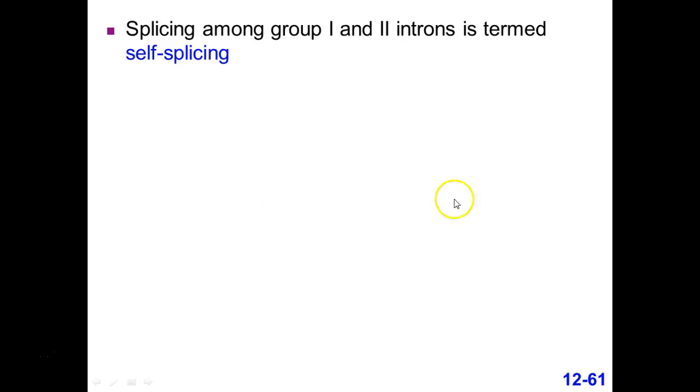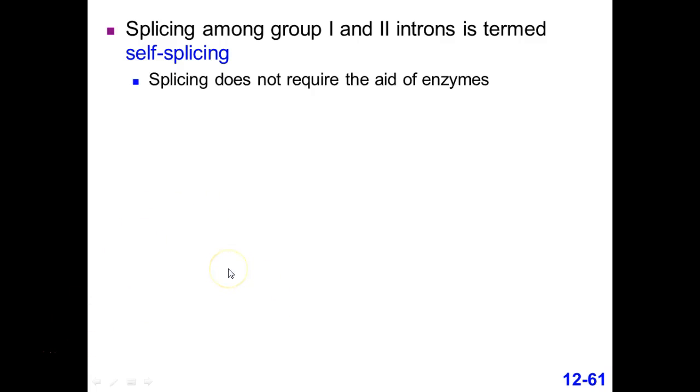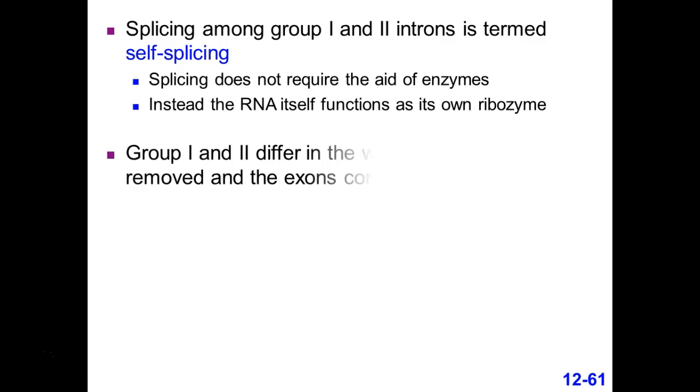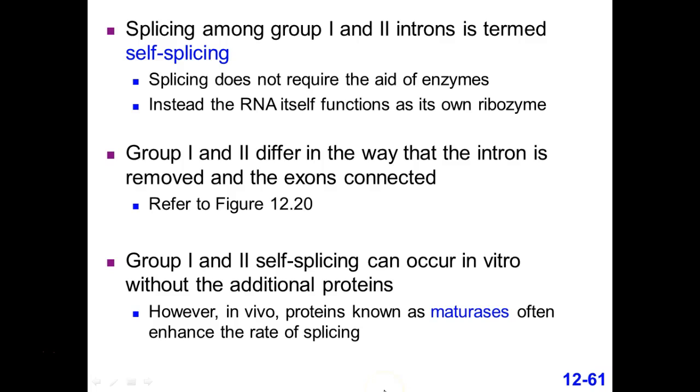Group 1 and group 2 introns are termed self-splicing. It doesn't require the aid of enzymes. Instead, the RNA itself functions as its own ribozyme, its own enzyme. The difference between the 2 groups is the way in which the intron is removed and the exons are reconnected. It's pretty cool stuff.